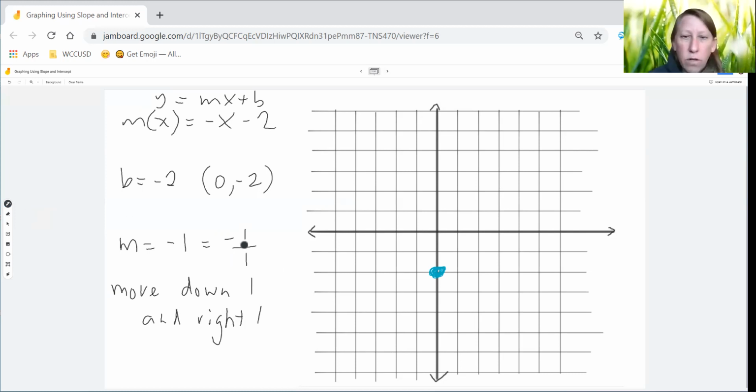And I can use that over and over and over again to generate more and more points on this line. Down 1, right 1. Down 1, right 1. Or if you want to be really fancy, you could go up 1, left 1, because that also equals -1 if you do that math problem. Okay, and then let's see if I can actually get this line this time. Okay, put some arrows on it. Always good to put arrows.